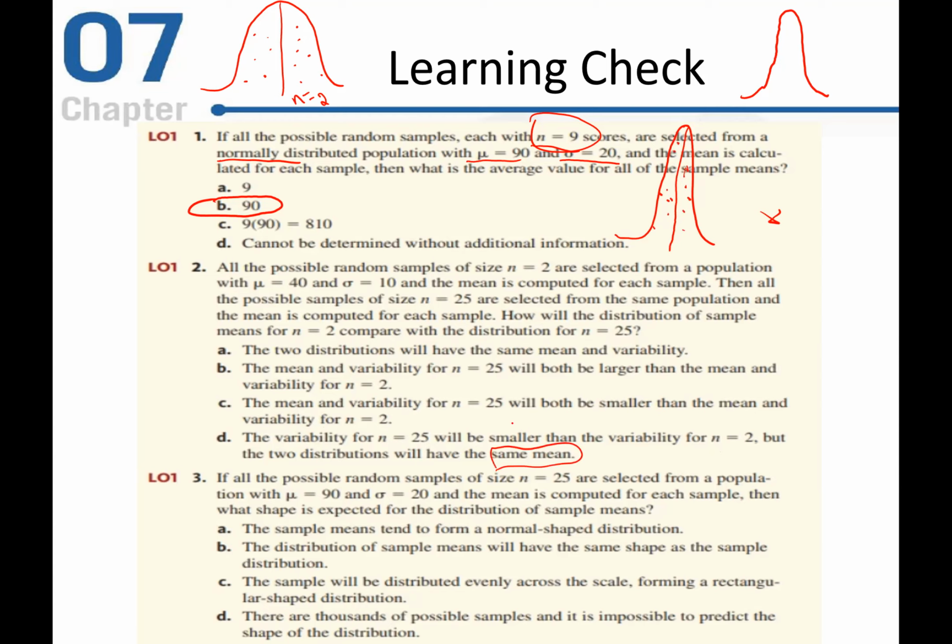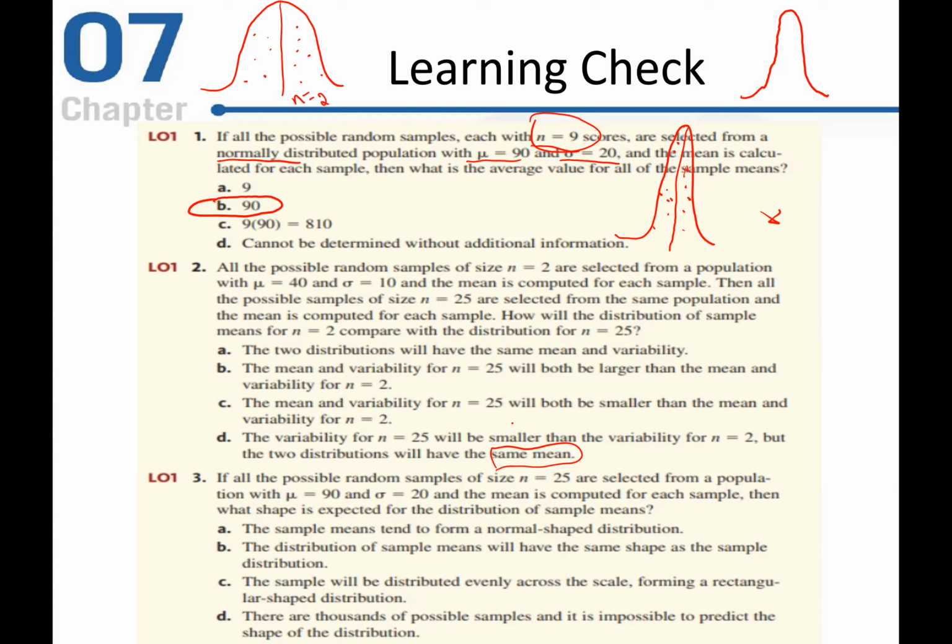So again, if we average out all the samples of a particular sample size, doesn't matter how large or small the sample size is, if we take all of these samples and calculate the sample mean, the average of those sample means is going to be equivalent to the population mean.